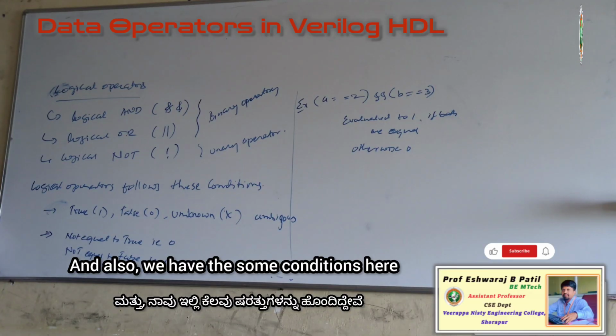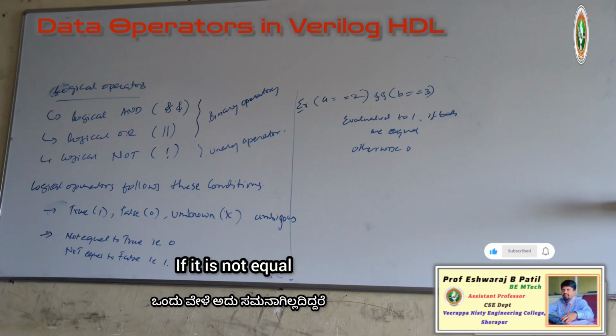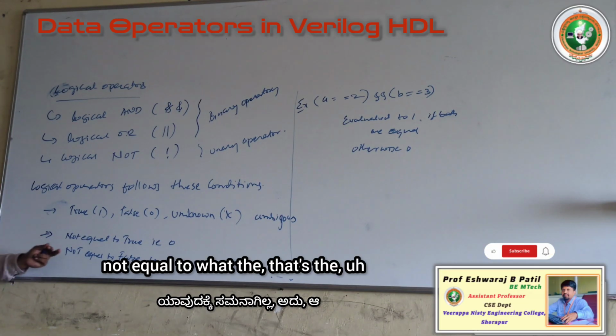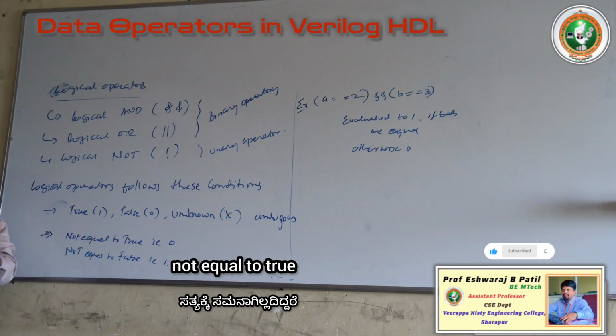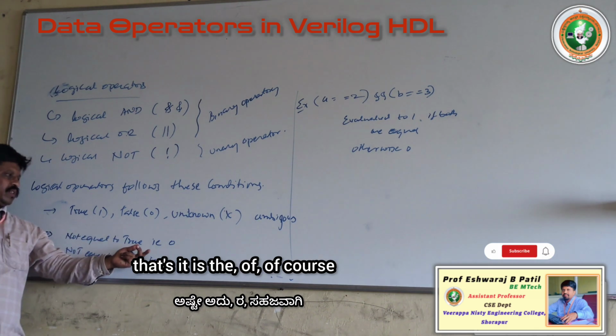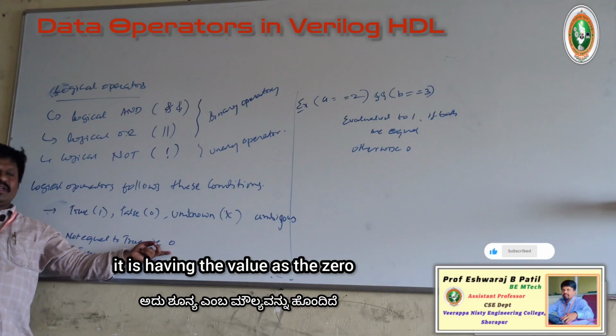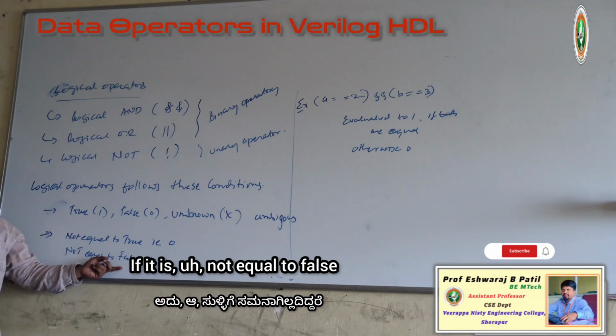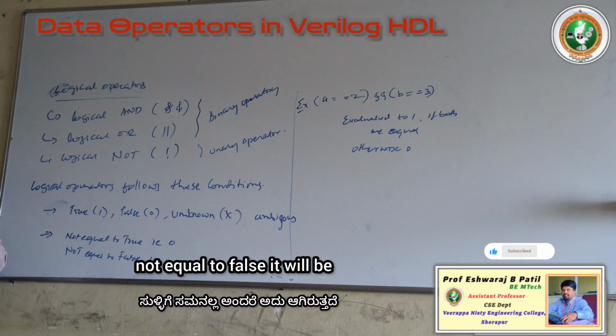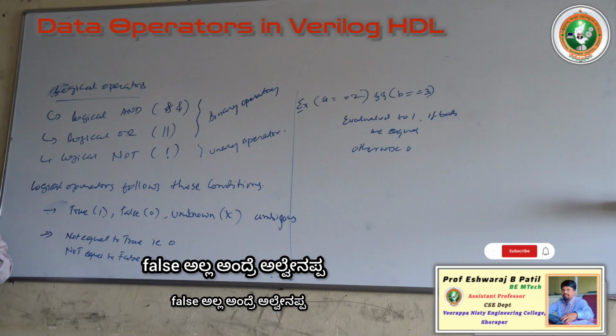And also we have some conditions here. If it is not equal to true, of course it has the value 0. If it is not equal to false, which means it is not false, then it is true.